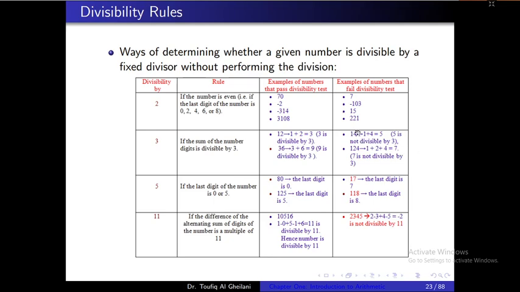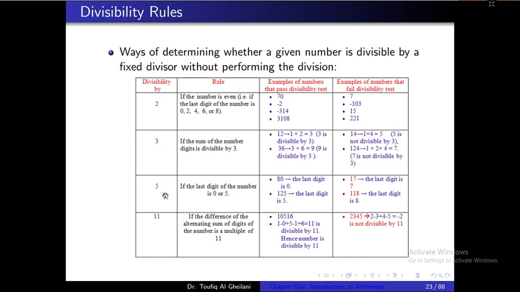Now let's look at examples that fail divisibility by 3. 14 is not divisible by 3. Why? Because when we sum 1 plus 4 we get 5. 5 is not divisible by 3, which means we do not get a whole number. Also 124 is not divisible by 3. Why? When we sum 1 plus 2 plus 4 we get 7. 7 is not divisible by 3.